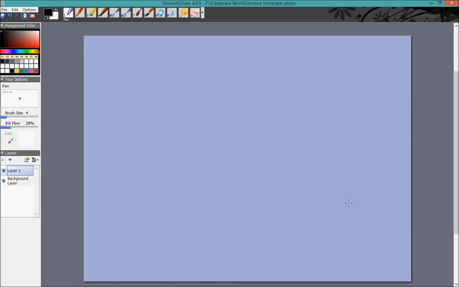Let's move on to a couple of other smaller concepts which are left. One is the concept of streamlined flow.